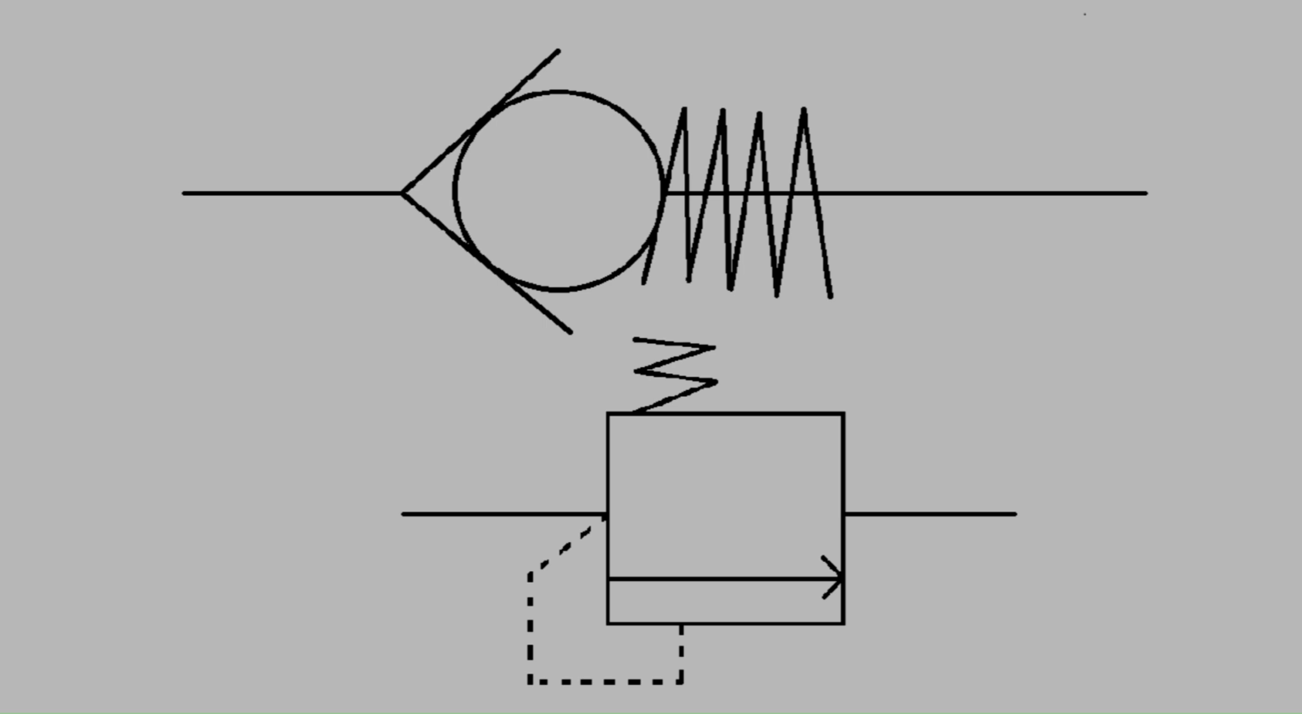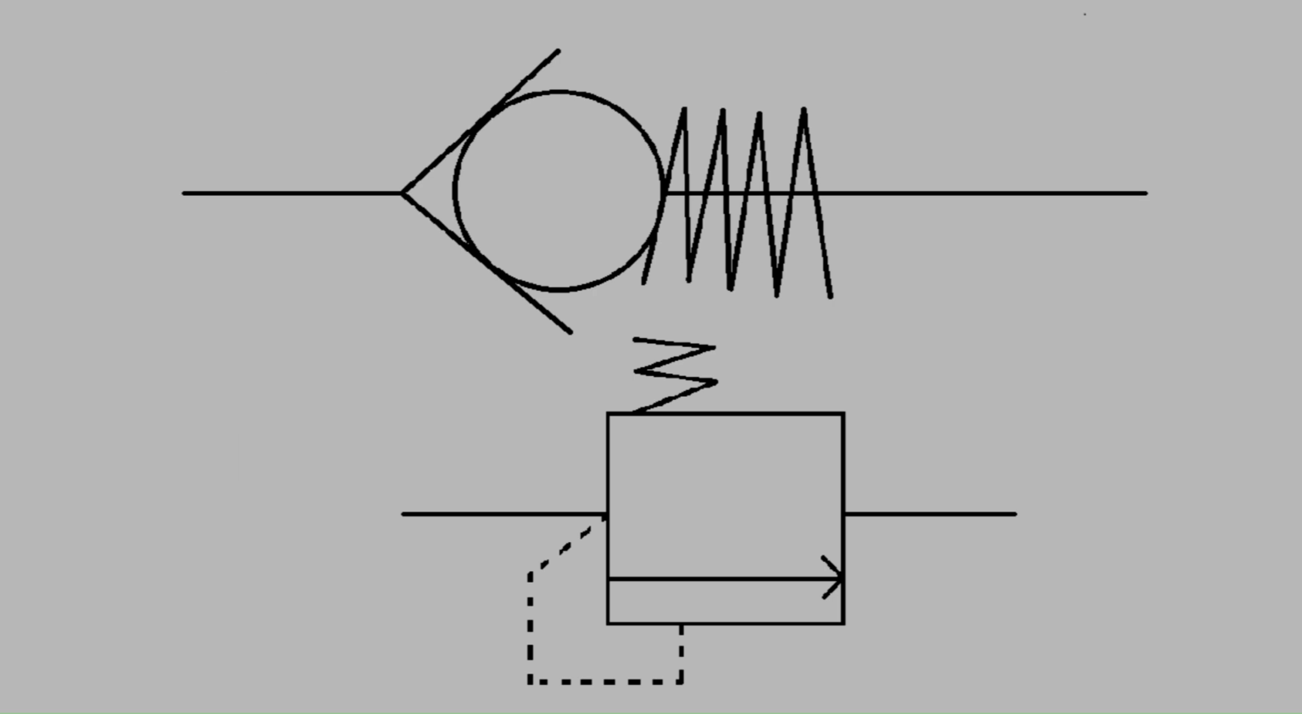The main difference between the two is their purpose. A check valve is used to control the direction of flow, while a relief valve is used to limit the maximum pressure. For this reason, a check valve will typically open at a much lower pressure than a relief valve.